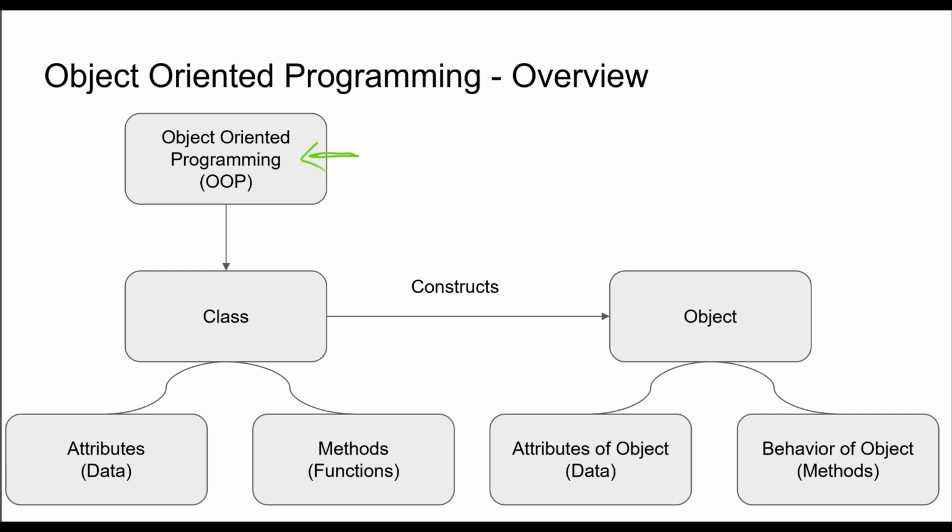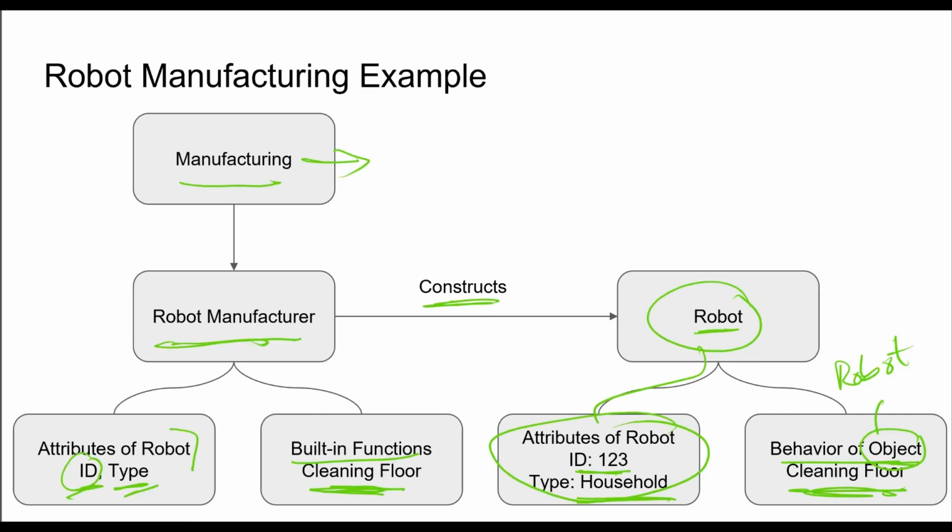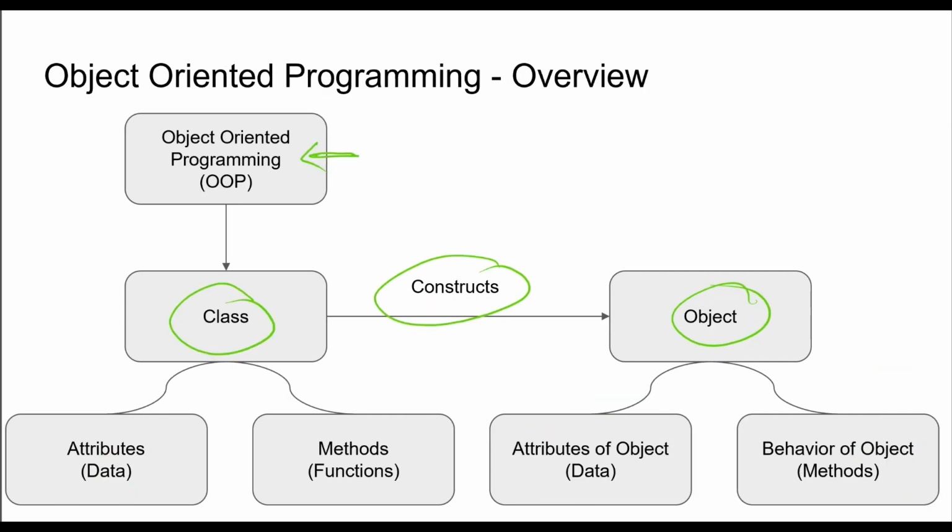So object oriented programming as an analogy is doing the same thing as is done in manufacturing, and then a class is a manufacturer that constructs objects. In a similar way, we saw that the robot manufacturer was constructing robots. A class in object oriented programming is constructing objects. Okay, so this is clear.